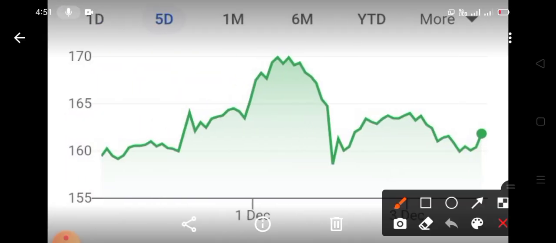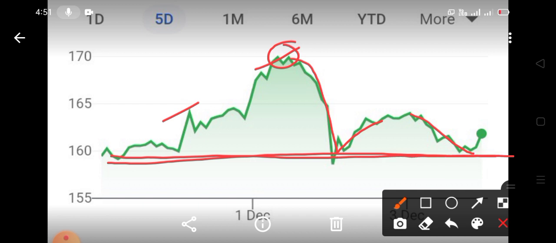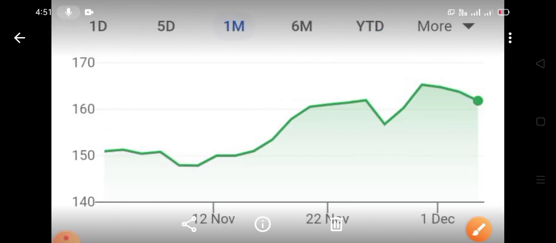In 5 day you see Apple stock low is just below 160 and there is a good support, and from there 160 Apple stock rallied more than $10 to a higher high and took high above 170. From there you see some profit booking is happening and stock is taking support around $160. Now analyze the chart of 1 month.